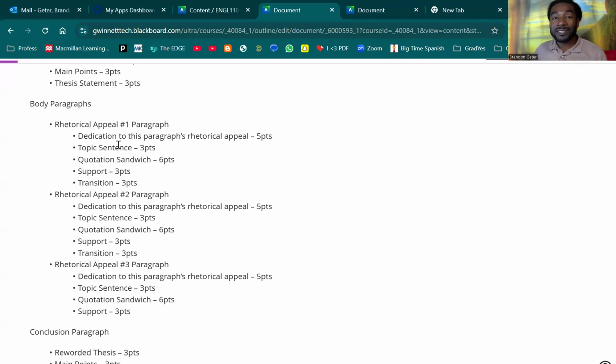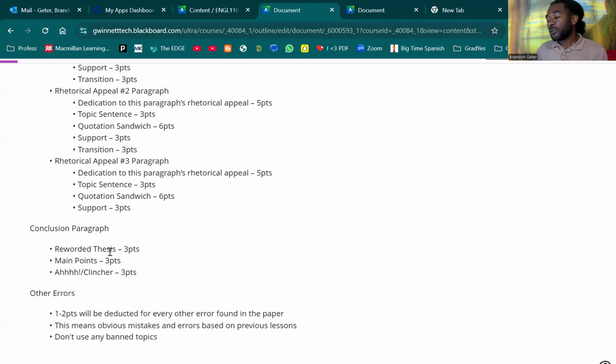Have a good topic sentence. The topic sentence must exemplify the rhetorical appeal you're going for. That's one of the main keys for this essay. Make sure the topic sentence exemplifies that rhetorical appeal. And I'll touch on that in the lesson. A quotation sandwich. You have the lesson. You're supposed to use it in the last essay. Use it here. Support details, examples, and transition between body paragraphs. Conclude your paragraph, reword your thesis statement, mention your main points, and with a clincher.